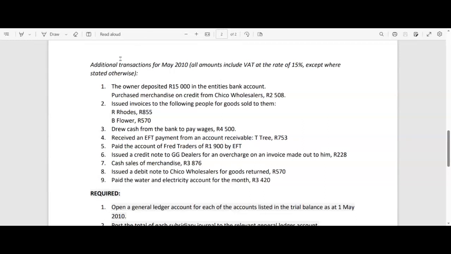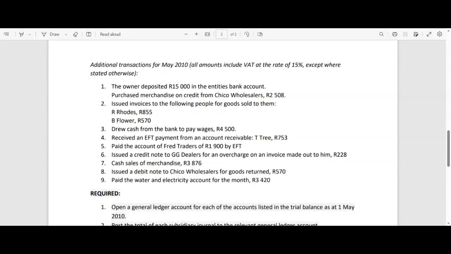By the way, let us just read that. They say additional transactions for May 2020, and this is important for us to note, is that all amounts include VAT at the rate of 15%, except where it is stated otherwise. So if it isn't stated otherwise, we have to accept that each amount mentioned here includes value added tax.